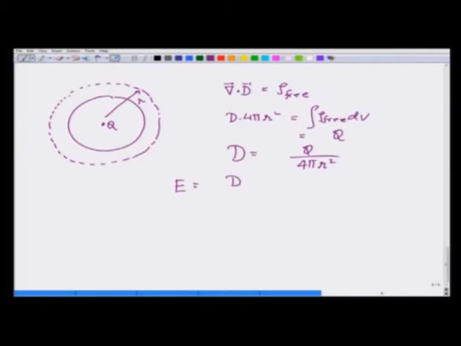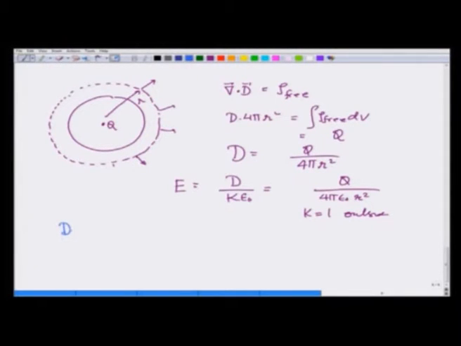E will be D over k epsilon 0, which is going to be equal to q over 4 pi epsilon 0 r square, because k is equal to 1 outside, and the direction is obviously in the radial direction. So, this is the same answer as we anticipated earlier by saying that the net bound charge is 0 when I include the surface and the point bound charge.